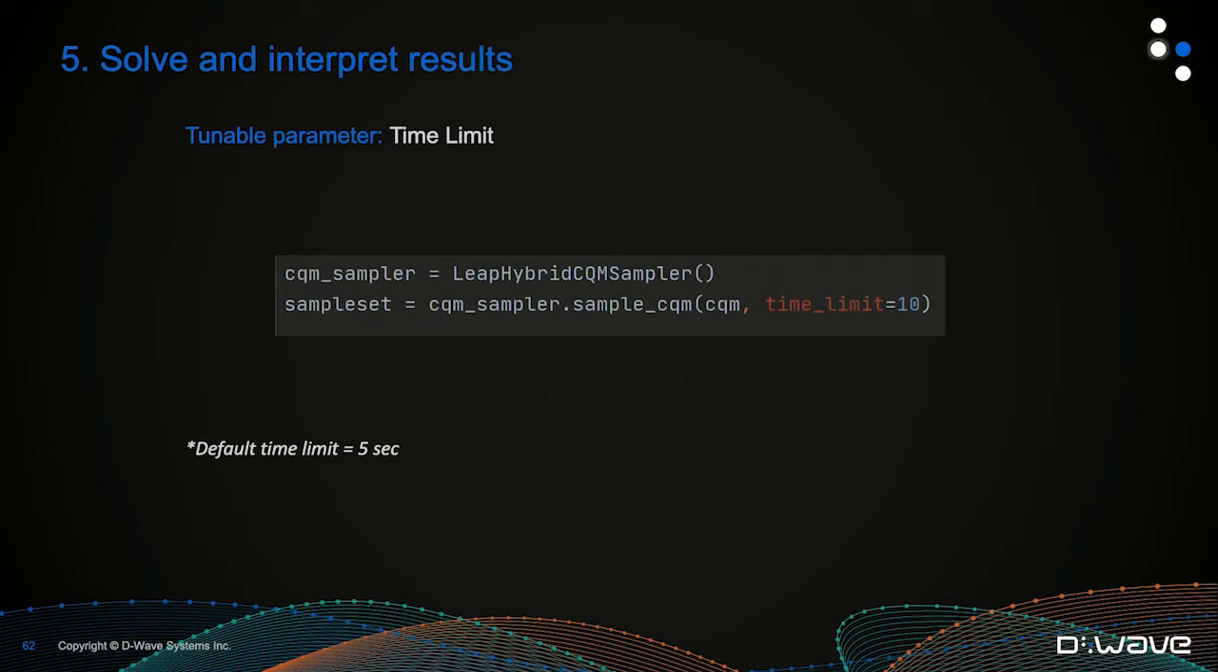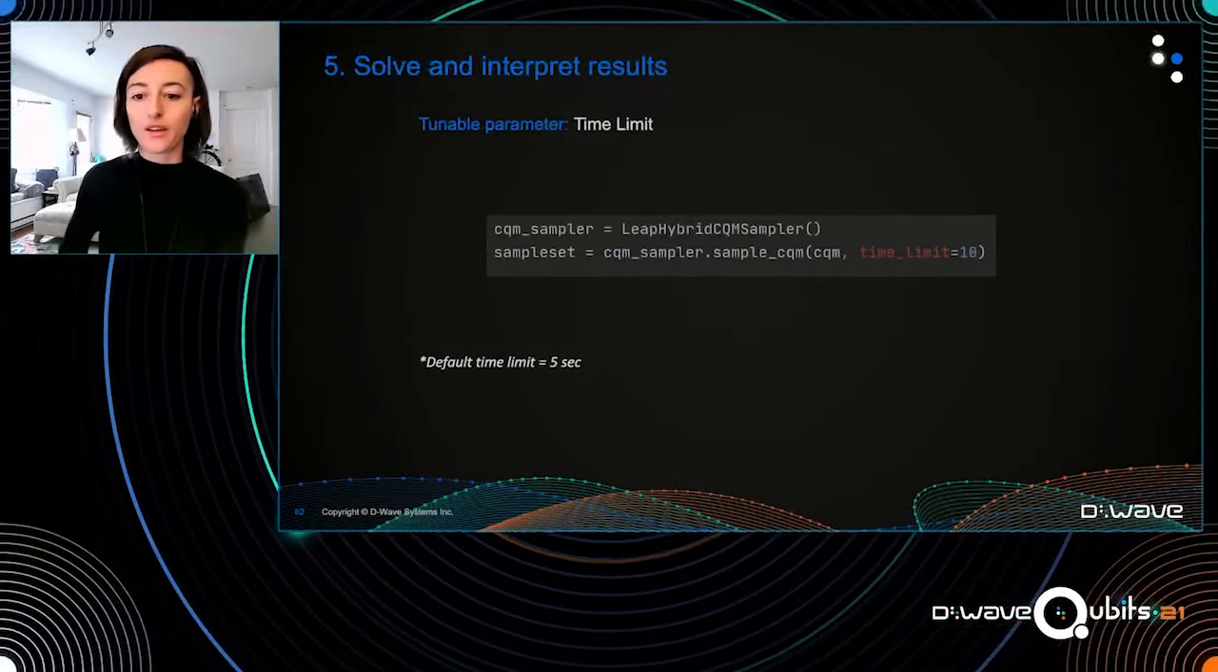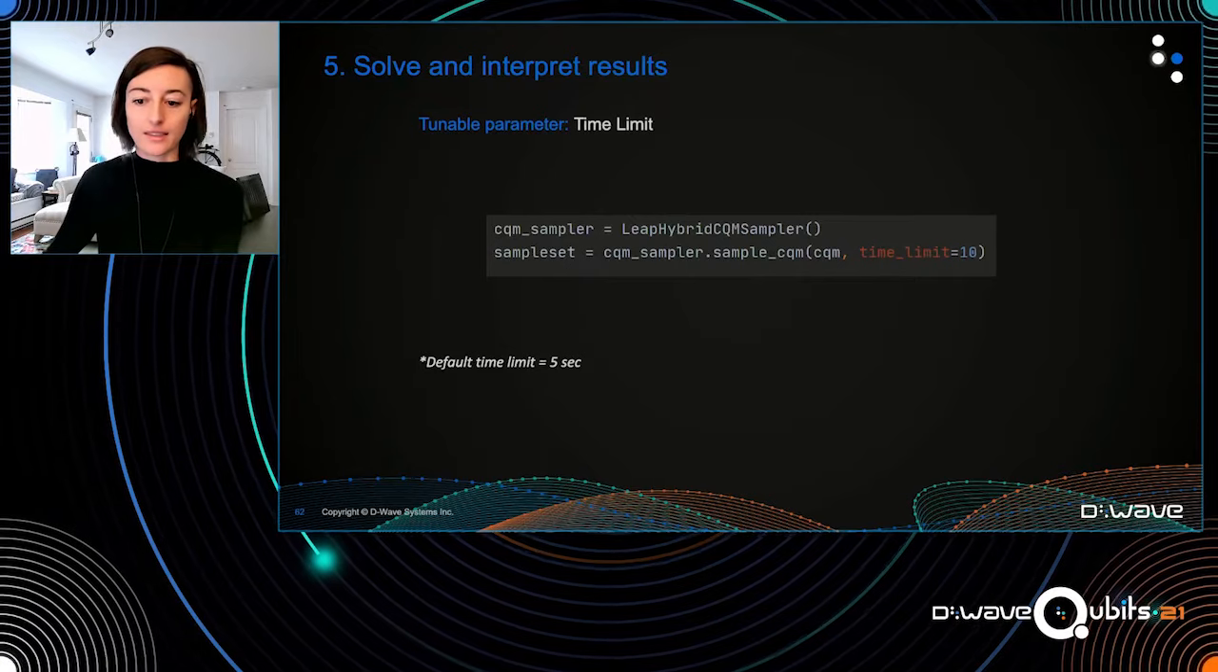To solve the CQM, I need to instantiate the LEAP hybrid CQM sampler, and then I can pass the CQM to the sampler using the sample CQM function. Note that the only tunable parameter that we provide for the CQM solver is the exact same as the BQM and DQM solvers, and that is the time limit. The default time for small problems is 5 seconds, but we can increase that as needed.